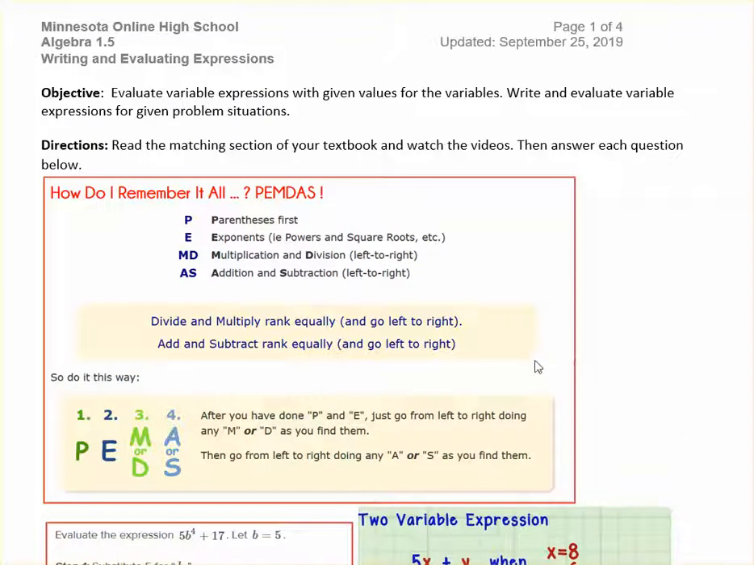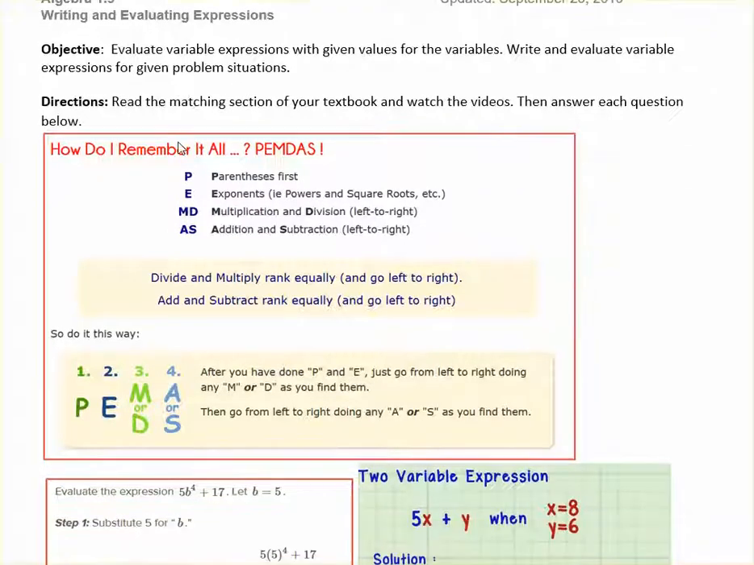In this video, we are going to look at some example problems from writing and evaluating expressions. Our objective is to evaluate variable expressions with given values for the variables and to write and evaluate variable expressions for given problem situations. So the first part here is a reminder about the order of operations. We will need to use this on this worksheet.